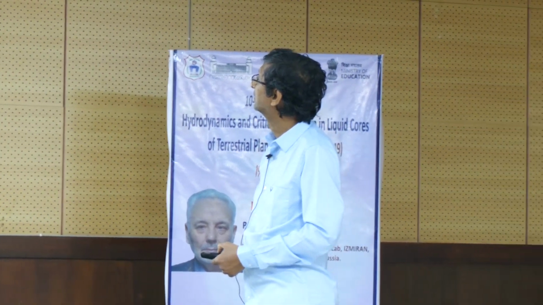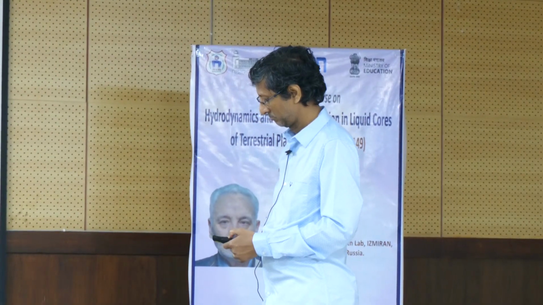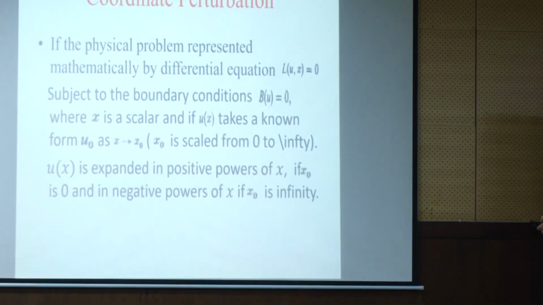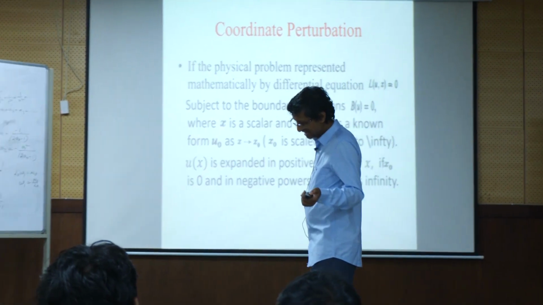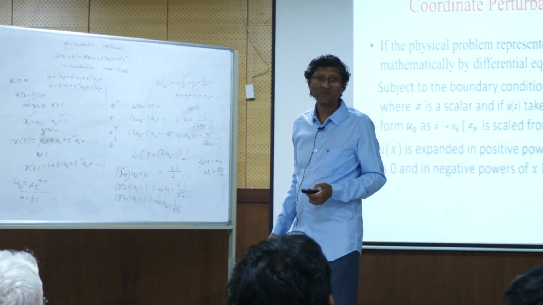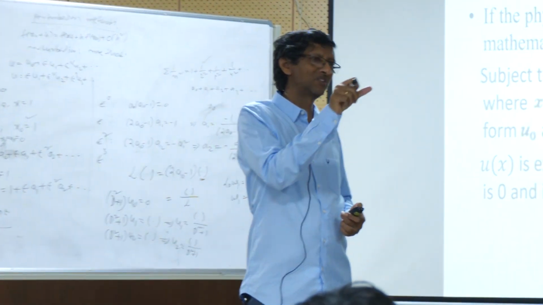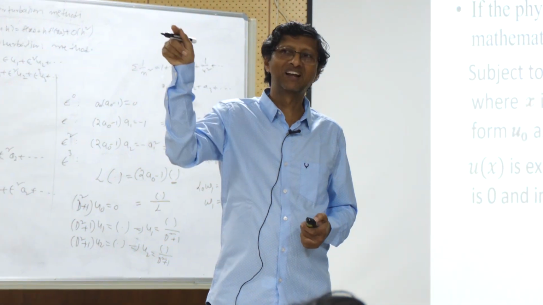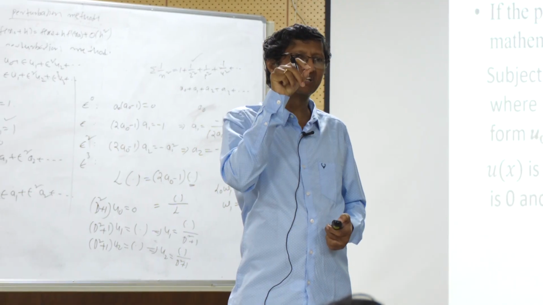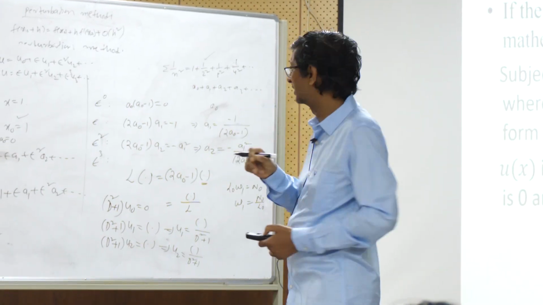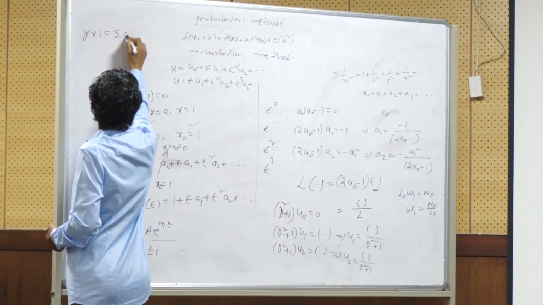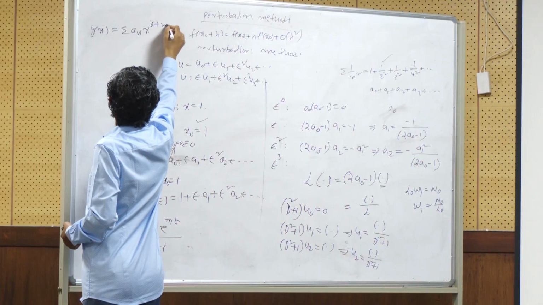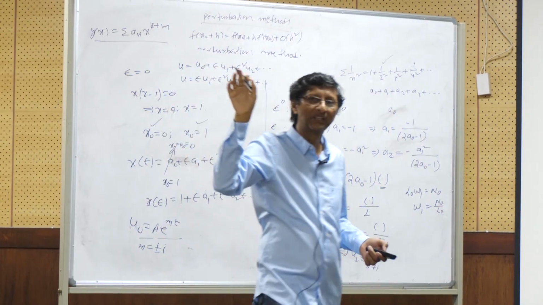So this expansion we have done with the help of epsilon. Whereas in the power series method, you expand the solution in terms of x power. Your differential equation includes x as the independent variable. We write the solution y of x as the summation of a_k x power k plus m. Like that we try to expand.